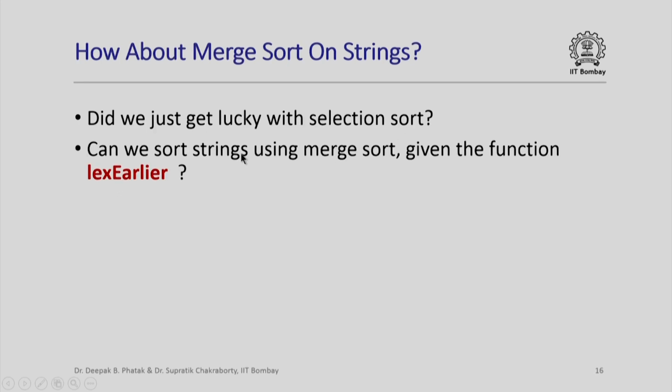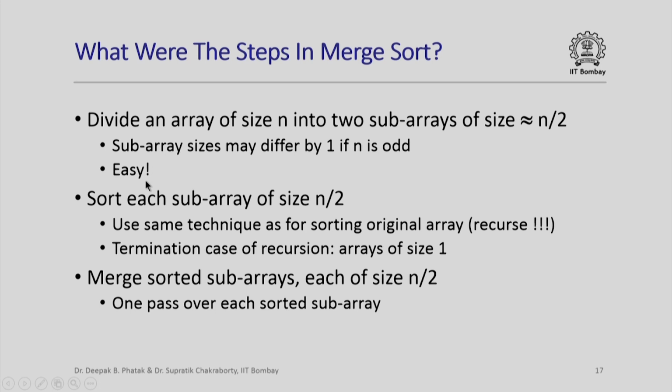Now, it looks like we are now able to do selection sort with strings, but did we just get lucky with selection sort? Can we sort strings using merge sort as well? If I give you this comparison function lex earlier, let us see what were the steps in merge sort. We took an array of size n and divided it into two subarrays, each of size roughly n by 2, and then we sorted each of these subarrays recursively using the same technique, and the crucial step was to merge two sorted subarrays each of size n by 2 to create one sorted array of size n.